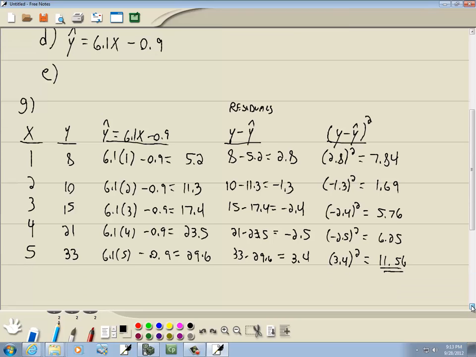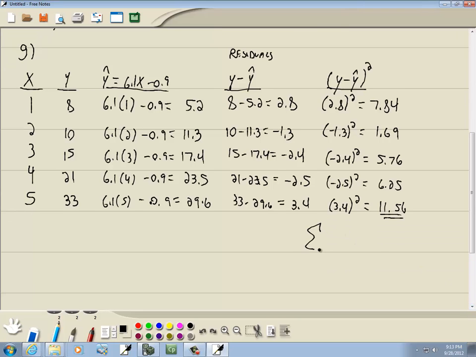Okay, sum of the squared residuals. That's the sum of y minus y hat squared. So we got 7.84 plus 1.69 plus 5.76 plus 6.25 plus 11.56. And we get 33.1. And that'd be the sum of the squared residuals.